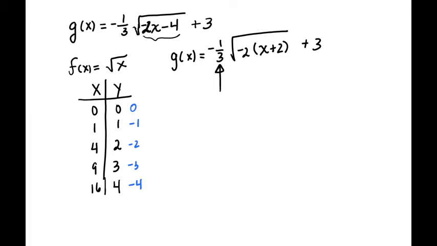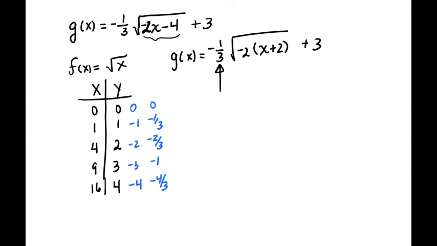Now the 1/3 is a vertical compression, so that means I am going to make all the y values 1/3 of what they are now. So 0 would stay 0, but negative 1 would become negative 1/3, negative 2 would become negative 2/3, negative 3 would become negative 1, and negative 4 would become negative 4/3. You can actually do both of those at the same time by just simply taking the 4 black coordinates that you see and multiplying by negative 1/3, and then you would have those coordinates there at the end.